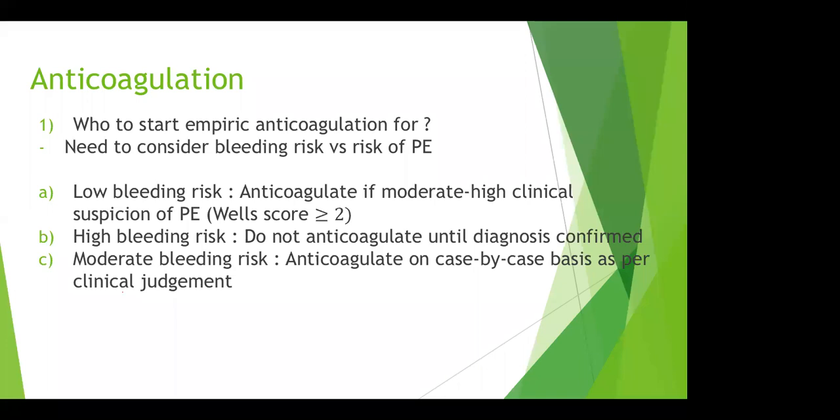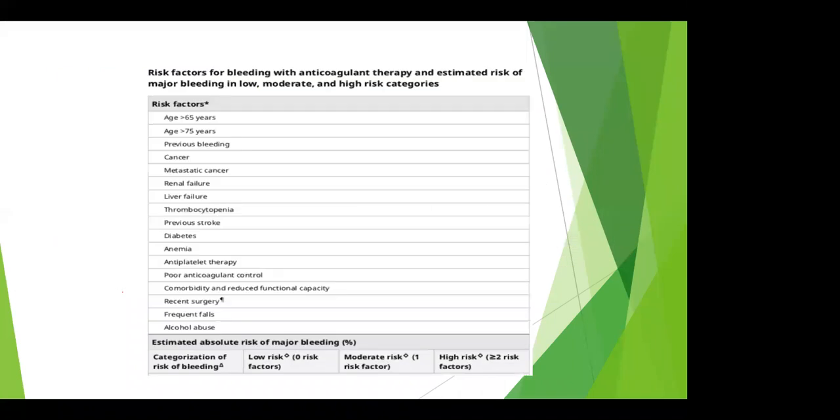Now, how do you differentiate the high, moderate, and low risk of bleeding? There's this table which I've taken from UpToDate. So multiple factors come into play, from your age to your comorbids, your medication use, and essentially you divide the patients into low, moderate, and high risk.